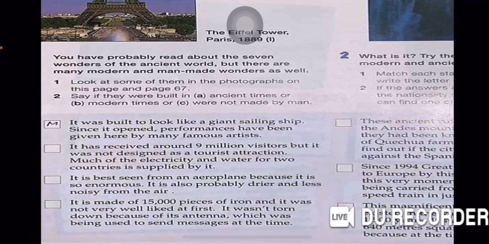It's best seen from an aeroplane because it's so enormous. It's also probably drier and less noisy from the air. It's made of 15,000 pieces of iron and it was not very well liked at first. It wasn't torn down because of its antenna, which was being used to send messages at the time.